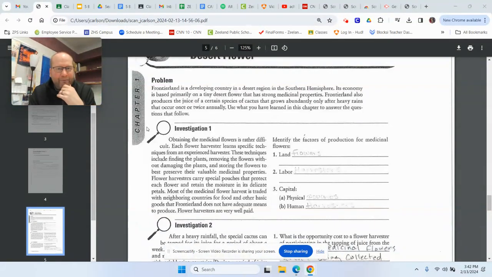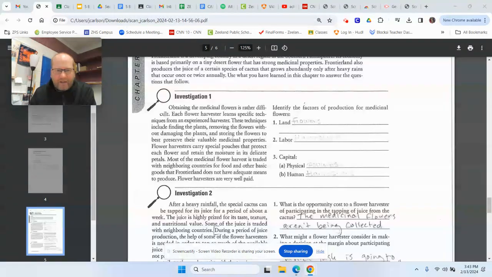The problem up top is Frontier Land is a developing country in a desert region in the southern hemisphere. Its economy is based primarily on a tiny desert flower that has strong medicinal properties, so it's able to be used to make medicines. Frontier Land also produces the juice of a certain species of cactus that grows abundantly only after heavy rains that occur once or twice annually. Use what you've learned in this chapter to answer the questions that follow.